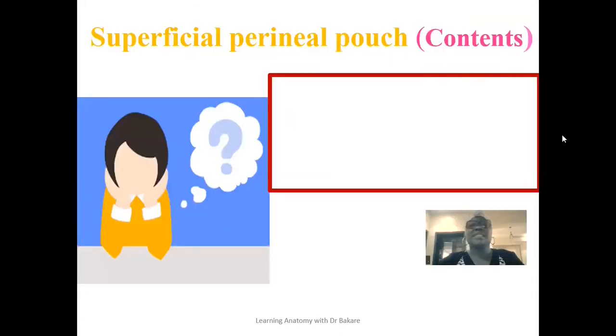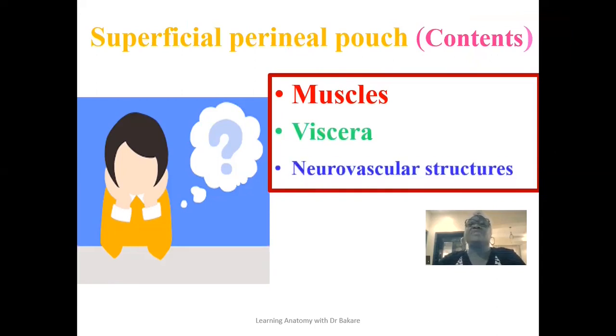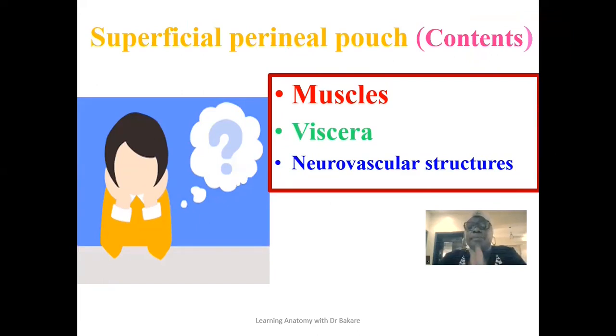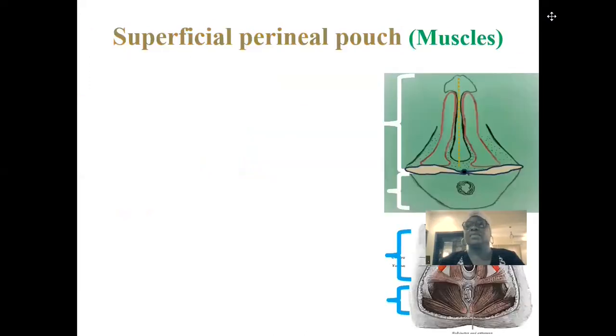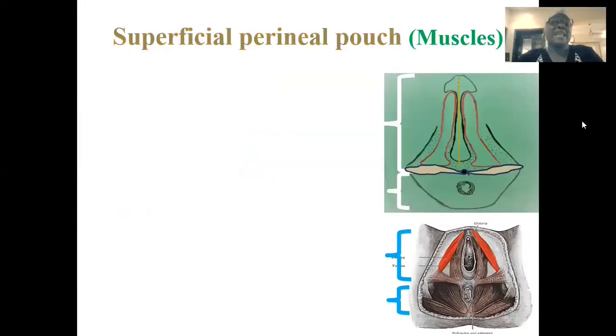So let's use this slide to describe the contents of the superficial perineal pouch. Within the superficial perineal pouch, we have a number of muscles. We also have viscera. Then we have neurovascular structures. We'll be taking each of these components one after the other to describe how they run and how they are positioned within the superficial perineal pouch. First, let's drive through the muscular components of the superficial perineal pouch.